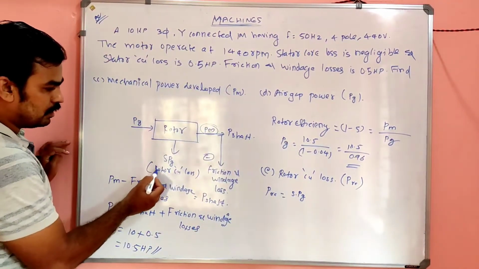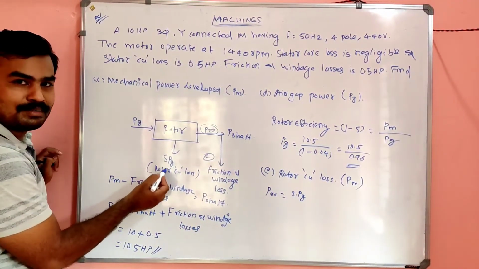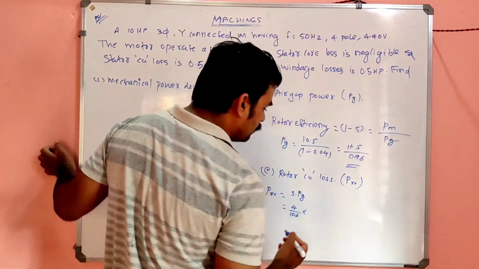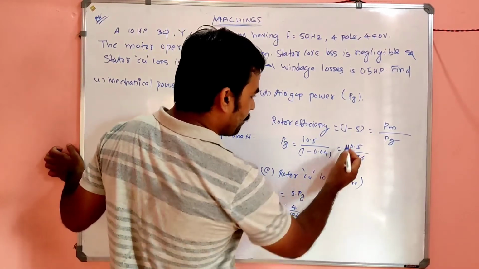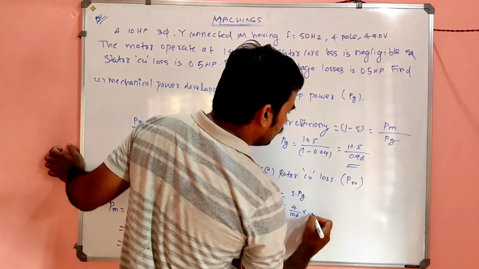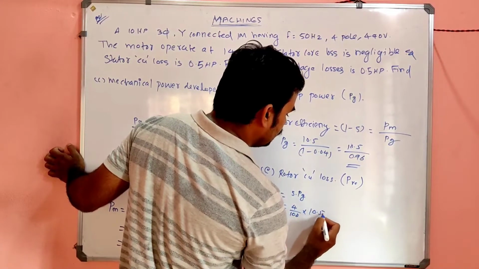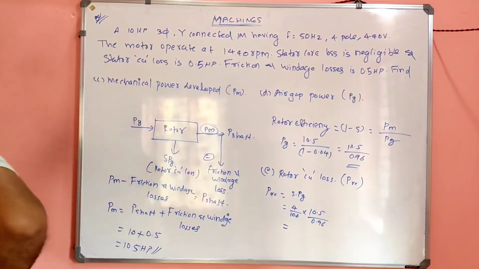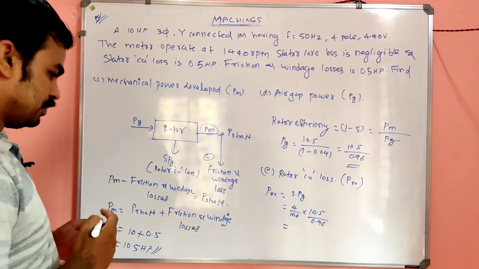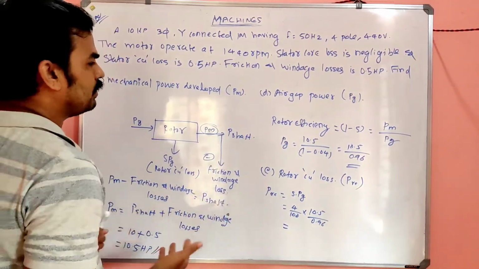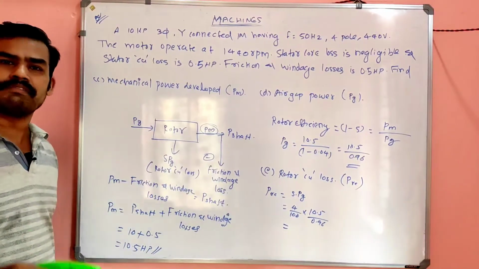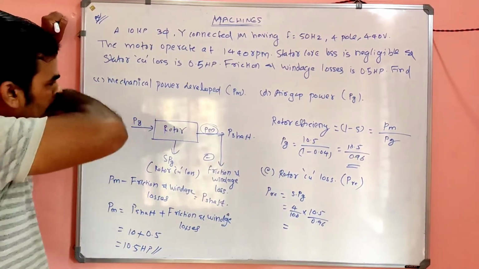PRC, this is rotor copper loss. This is S times PG, correct? So it will be equal to 4 by 100, or 0.04, into PG. What is PG? This much, correct? 10.5 divided by 0.96. That also you can calculate and you will get the value of rotor copper loss. These are direct calculations. We do not want to waste your time doing this multiplication and division.